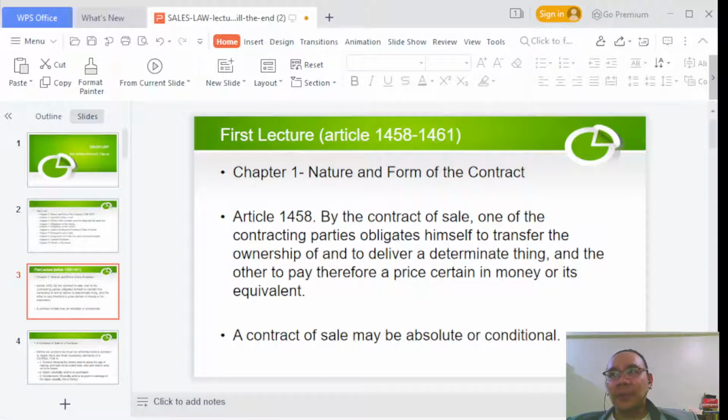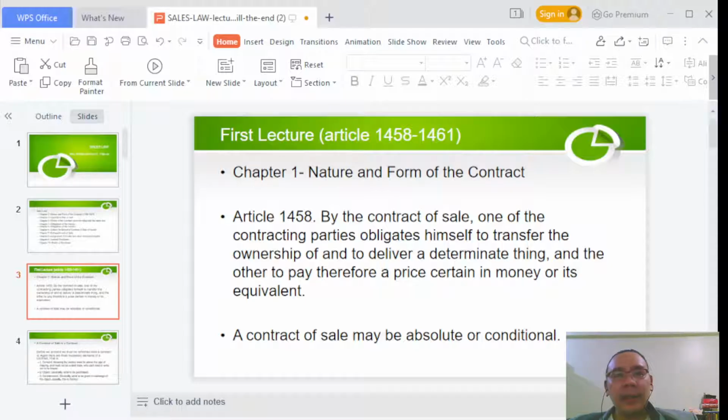Barter refers to when you pay something with another thing. Like in ancient times, for instance, you want to buy, say, wood. You're going to replace it with, say, bananas. You're going to replace it with meat. So that is a contract of barter. It's not a contract of sale, because when you talk about a contract of sale, it's always going to be money.